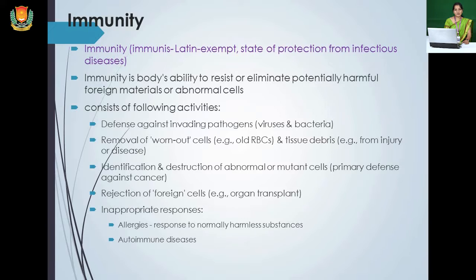The immune system also includes allergies and autoimmune disease. Now, what is the meaning of autoimmune disease? When our immune system recognizes our own cells as foreign and reacts against or removes our own cells, it is known as autoimmunity.